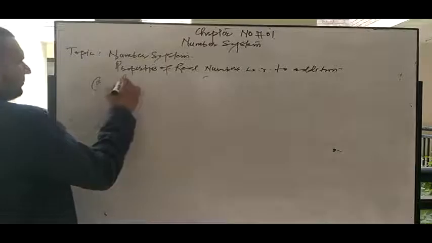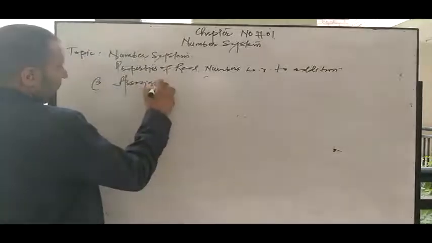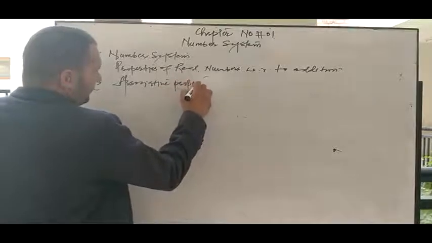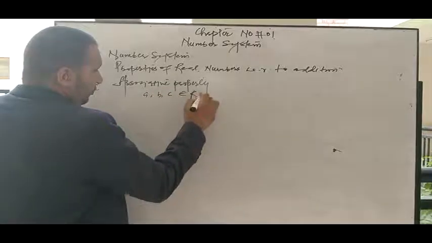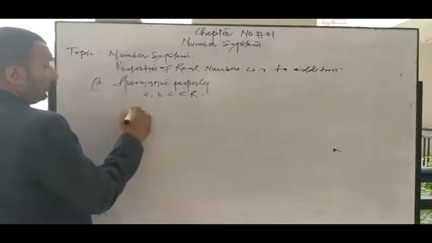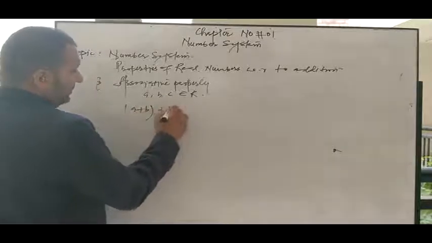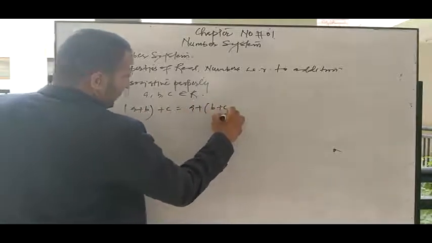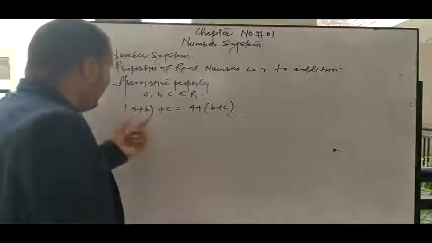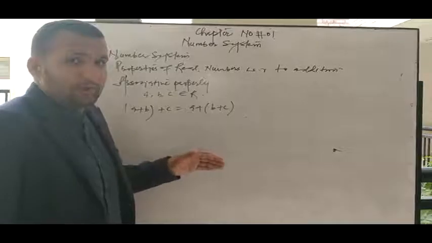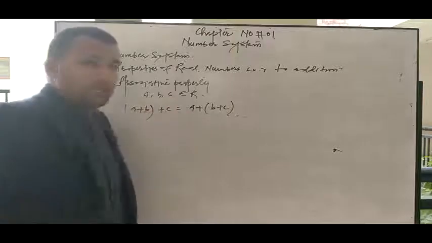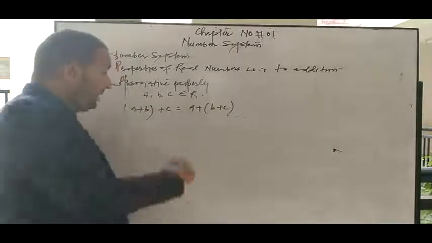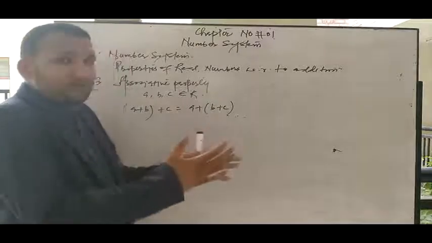The associative property satisfies three numbers. For a, b, c belonging to the real number, let's suppose (a plus b) plus c is equal to a plus (b plus c). On the left hand side, the first values a plus b are in brackets and the third is out of the bracket, and on the right hand side the first value a is out of the bracket and the second and third are in the bracket. We satisfy the three values and the answer is the same.